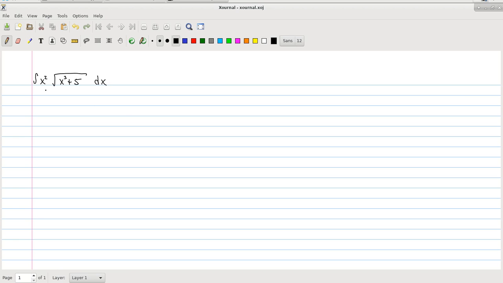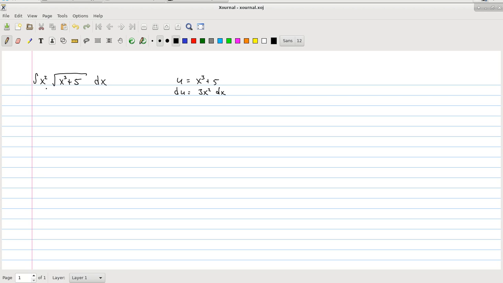Compute the integral of x squared times the square root of x cubed plus 5. X cubed plus 5 is inside the radical, so that's a good choice for u. If we let u equal x cubed plus 5, we then calculate du. The derivative of x cubed plus 5 is 3x squared. So du is 3x squared dx.